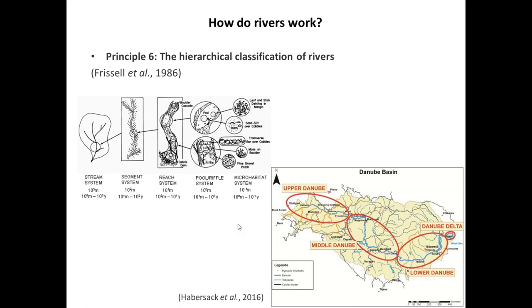This classification or approach has been used in many different basins worldwide. You have here one example from a basin where the different segments were analyzed, where the river was zoned, had a zonation, and from which some restoration efforts have been done in the past.